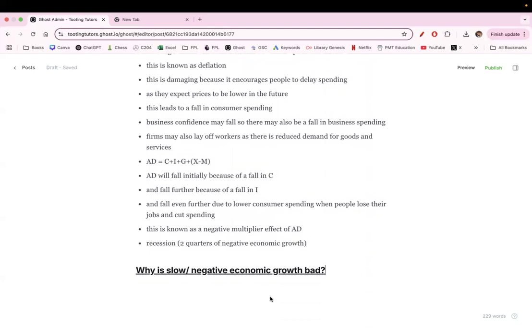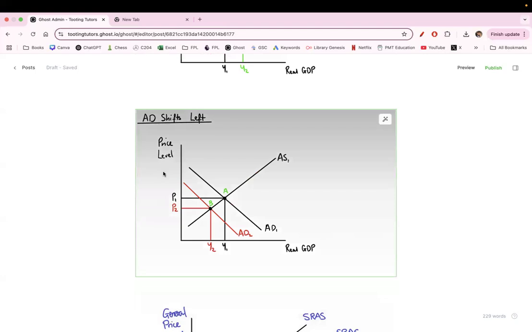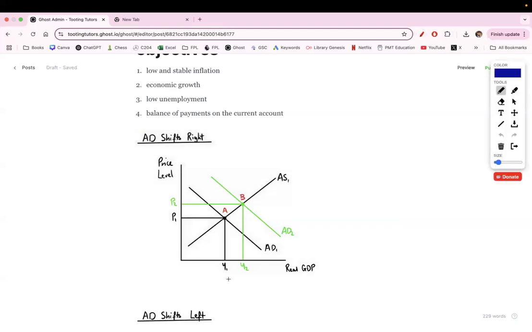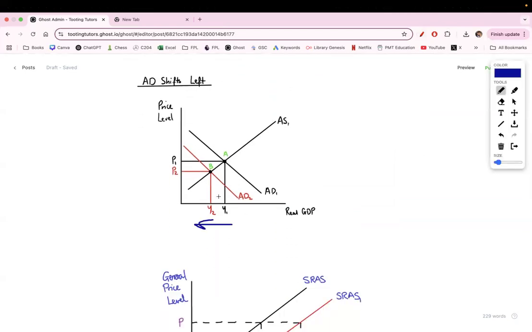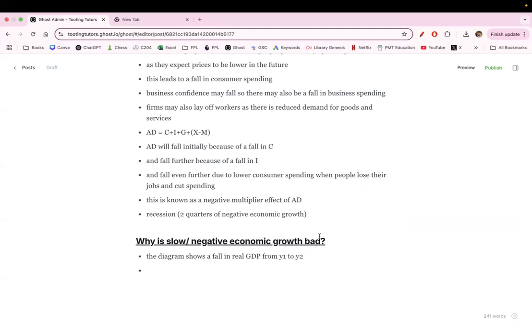Okay. Last one. So we talked about the changes in the price level. The only other thing that we may need to talk about is if there's a change from Y1 to Y2. Less so about this because that's a good thing, but we can go into a lot of depth about why this situation might be bad when there's a fall in your GDP from Y1 to Y2. So in some situations, we may have to be like, the diagram shows a fall in real GDP from Y1 to Y2.